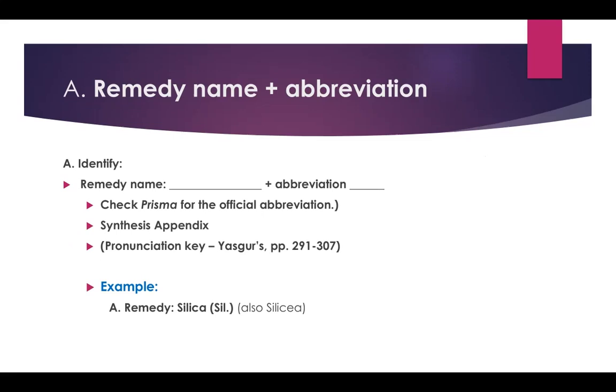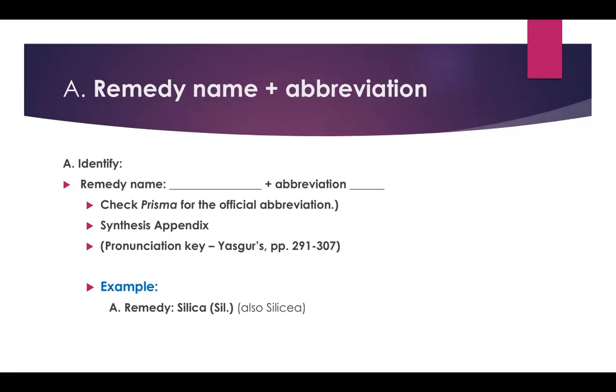So the first thing that you're going to do when you start this exercise is you're going to identify the remedy with the name, and then you're going to look for the abbreviation. And the abbreviation is in Prisma. If you look at the top of the page, it's like the guide words in a dictionary. And that's an official abbreviation. And we want you to use the official abbreviations, because if you get creative with the abbreviations, it can identify a remedy that is not the right remedy. So let's stick to the abbreviations.